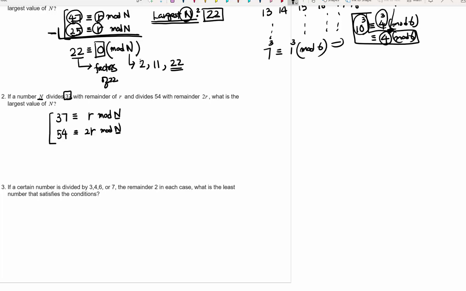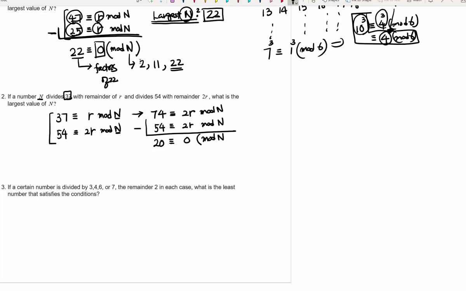We have to find the largest value of n, where the remainder is 0. That's the easier way. Now let's make the remainder 0. How can you make it 0? Over here, times 2. So 37 times 2 is 74, congruent to 2r mod n. The second one is still 54 congruent to 2r mod n, the same modular system. Now you can subtract. So 74 minus 54 is 20, congruent to 0 mod n.